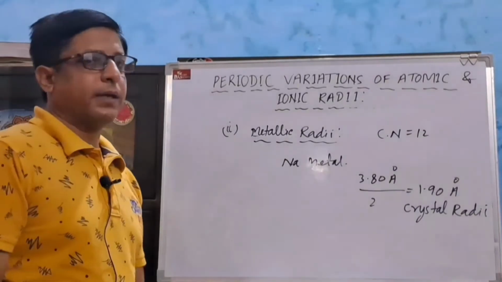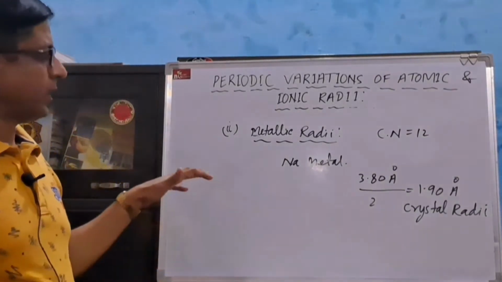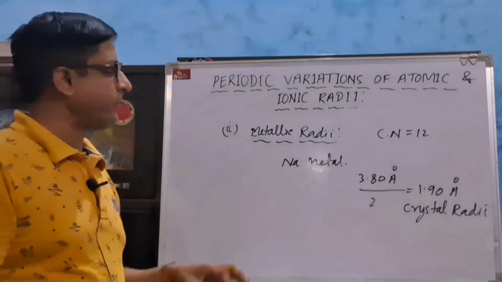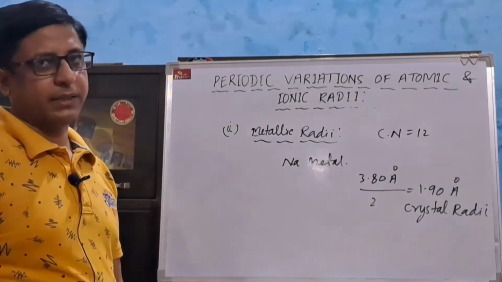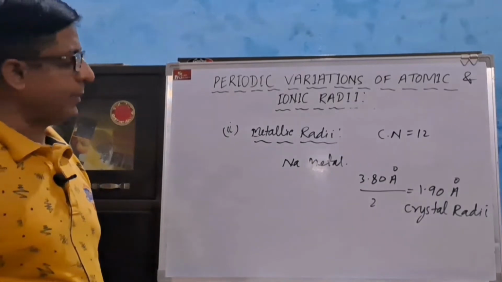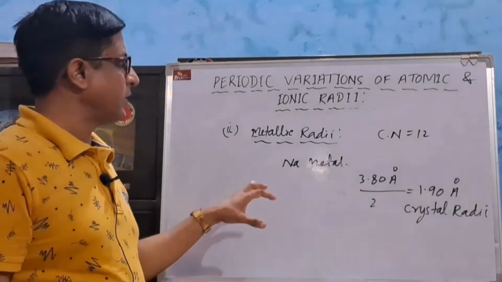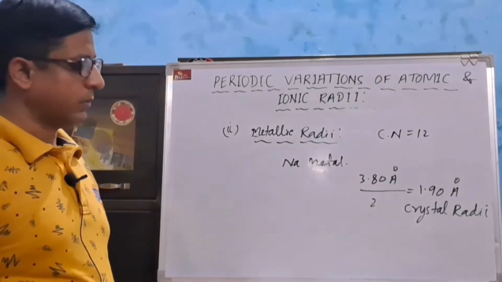Thus, metallic radii may be defined as 1/2 of the distance between two adjacent metal atoms in a metallic lattice in which the metal has coordination number 12.